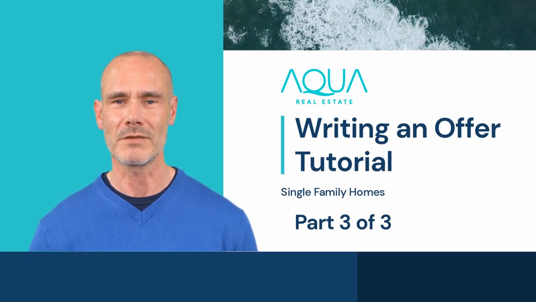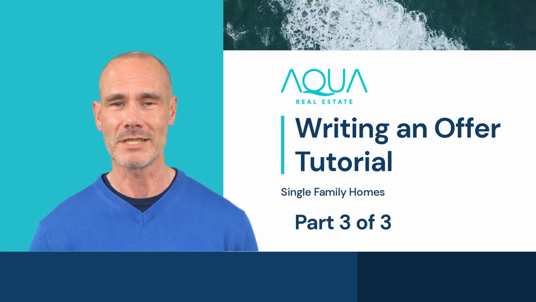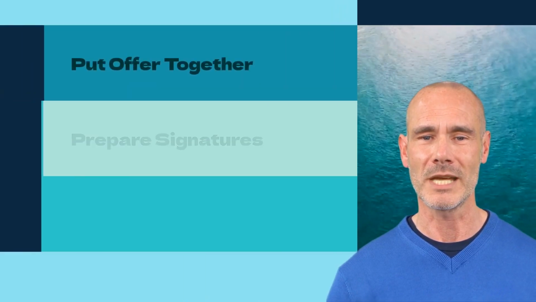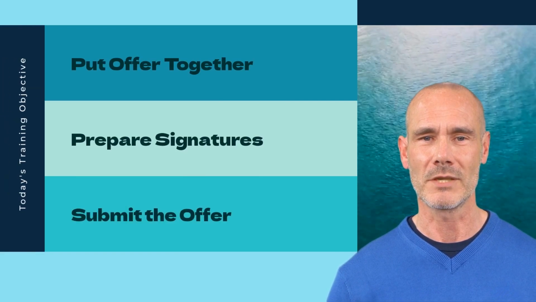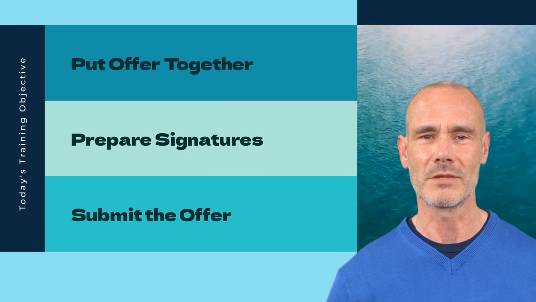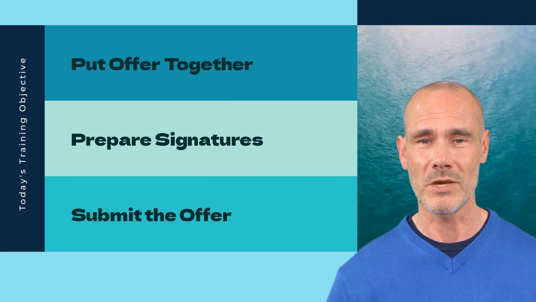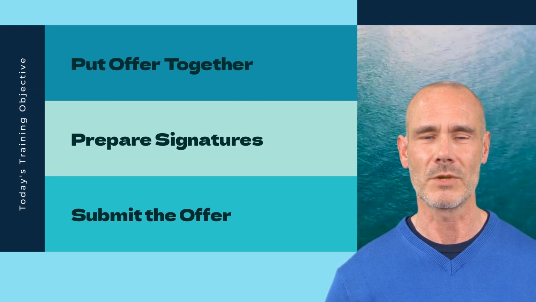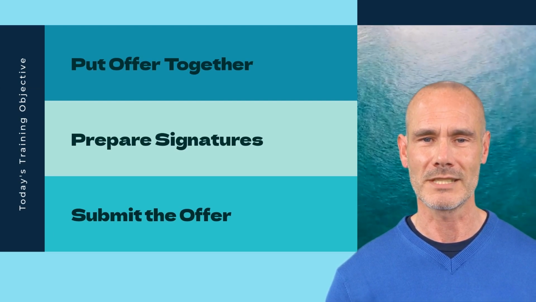Today is the third and final part of this tutorial discussing how to write an offer. Today, our objectives are the following: putting all the parts of the offer together in one combined document. Then prepare the offer for client signatures, before finishing off by covering the procedure of submitting the offer to the listing agent.